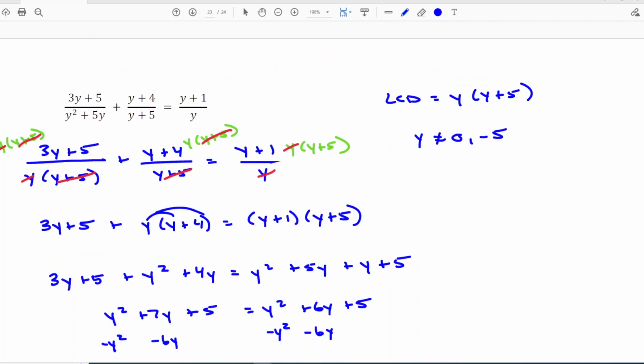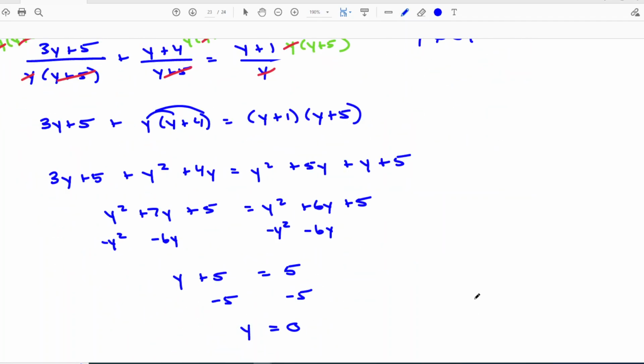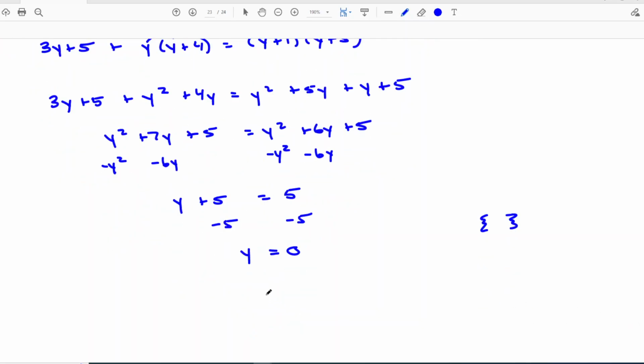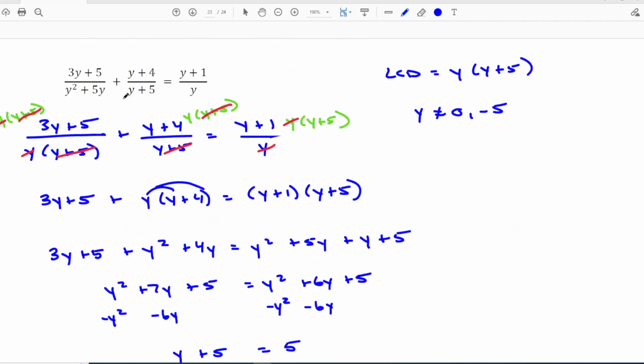Then always make sure you double check. Y wasn't allowed to be 0. So there are actually no solutions to this equation. In other words, there's not a single value that I can put in for the variable y to make this equation true. All right, last question.